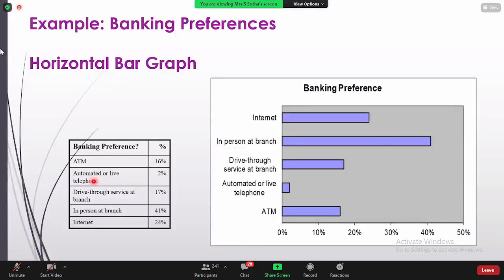Then whether it is a qualitative variable or quantitative variable. Qualitative. Why is it qualitative? Because it is non-numerical, right?